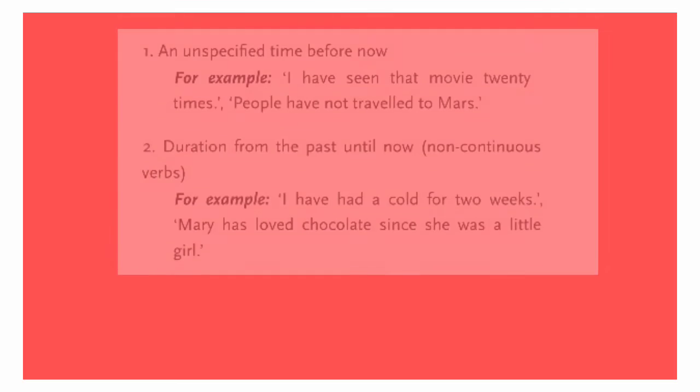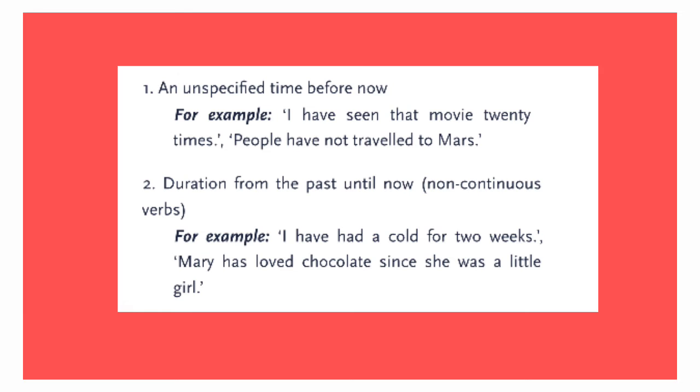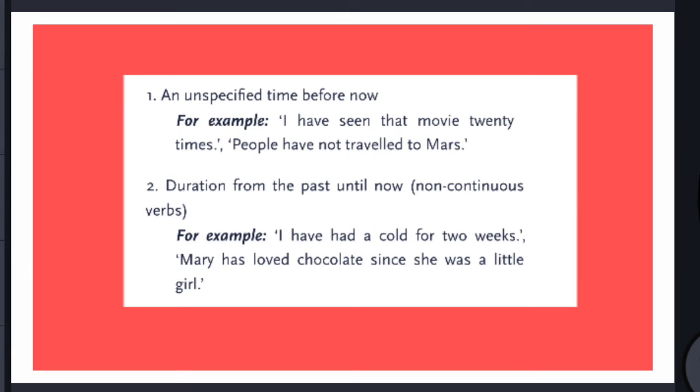Here are two forms of when to use the present perfect. 1. An unspecified time before now. Example, I have seen that movie 20 times. People have not traveled to Mars. 2. Duration from the past until now. Non-continuous verbs. For example, I have had a cold for 2 weeks. Mary has loved chocolate since she was a little girl.